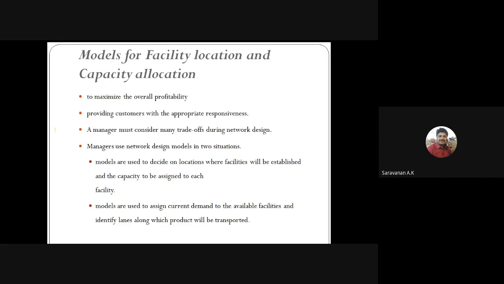So the models of facility location and capacity allocation are to provide the maximum profitability of the industries. The manager's goal when locating the facilities along with the capacity allocations is that facility location and capacity allocation should maximize the overall profitability of the firm. This will provide the customers with appropriate responsiveness. So that's the important one.